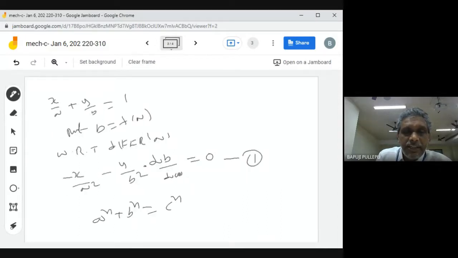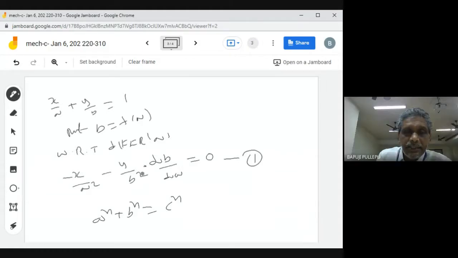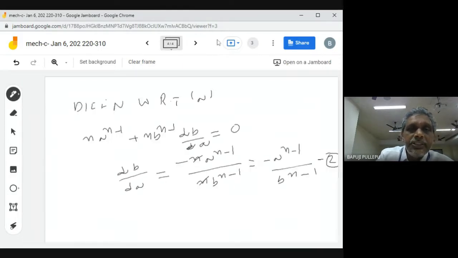Sir, are you following or not? Yes, sir. Here we should substitute that value. Okay. Correct or not? So in both equations I differentiated with respect to a, and that value I am substituting. So the second value is substituted in the first.